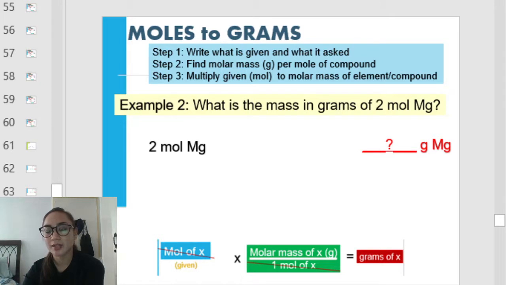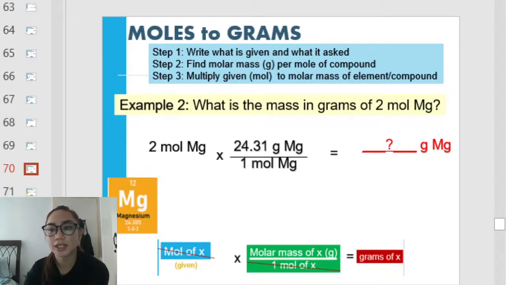Mass in grams. So, next step is to find the molar mass per mole of the compound. Kasi gusto nga natin mag-cancel out yung mole. So, based sa periodic table, ang ating magnesium is 24.31 grams na magnesium. Okay? So, dahil gusto natin mag-cancel out yung mole natin here, we multiply 2 times 24.31.